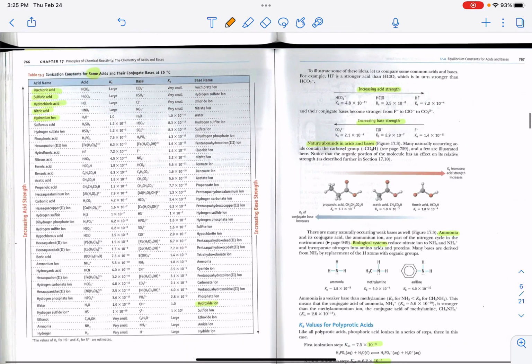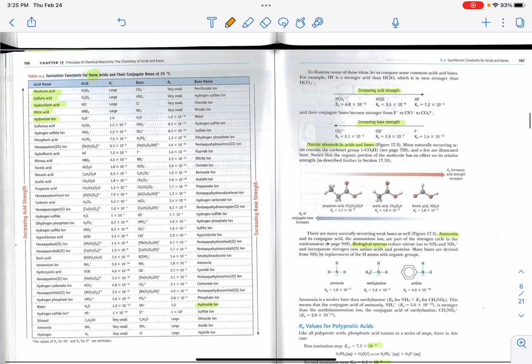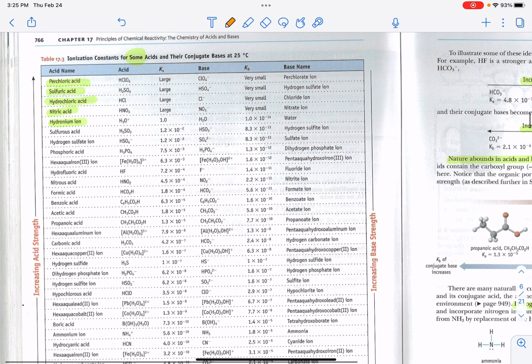So here's that chart I mentioned earlier. The first thing you should notice is that the strongest acids are in the upper left. And so those strongest acids are going to have their weakest conjugate bases. So right across for them will be our weak conjugate bases.